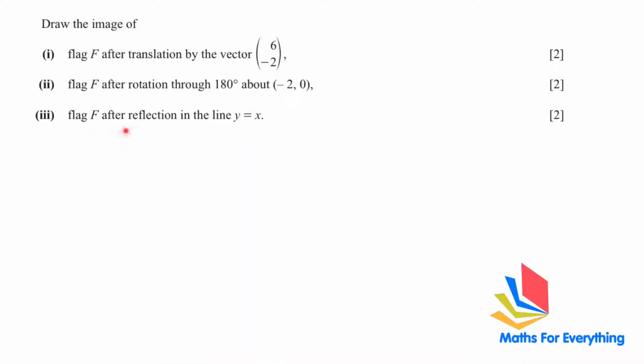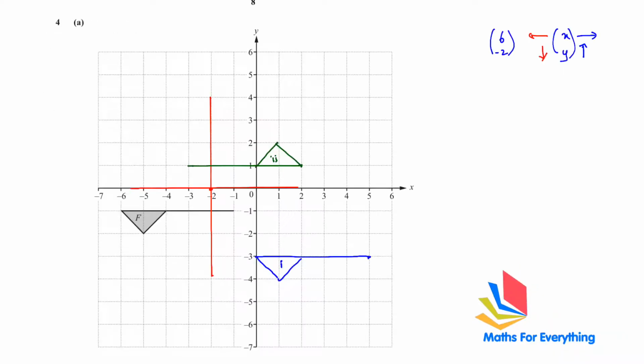Next, flag F after reflection in the line y is equal to x. For that, we will first draw the line y is equal to x. It means when x is 1, y is 1. When x is 2, y is 2. When x is 3, y is 3. Same on this side also. So let's draw that. So this is the line y is equal to x, and we have to reflect this shape here.